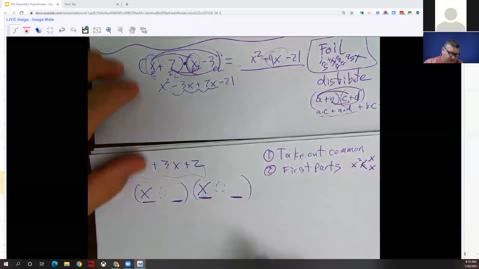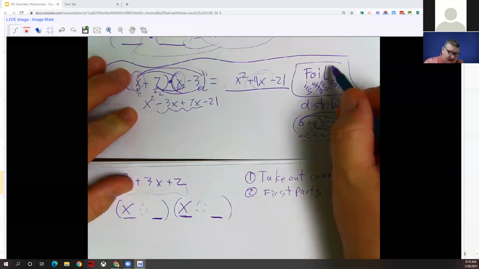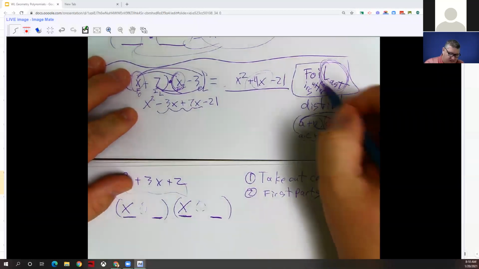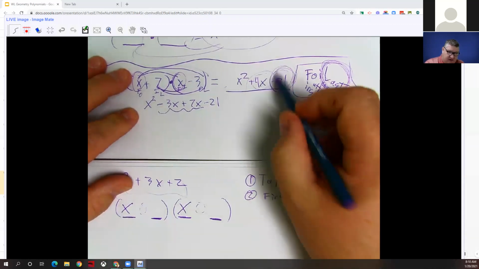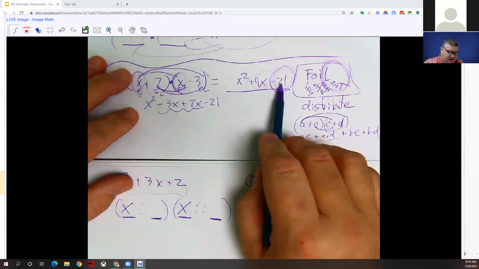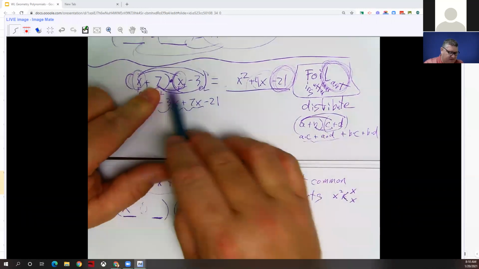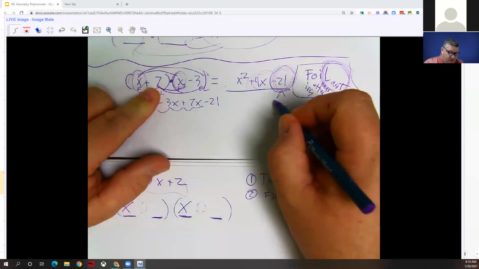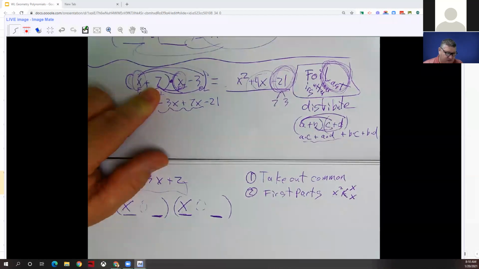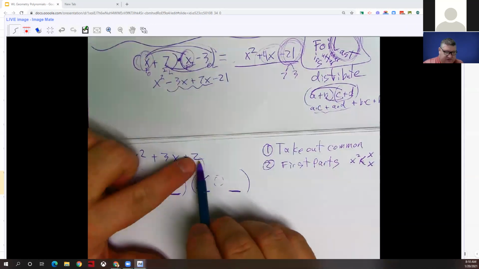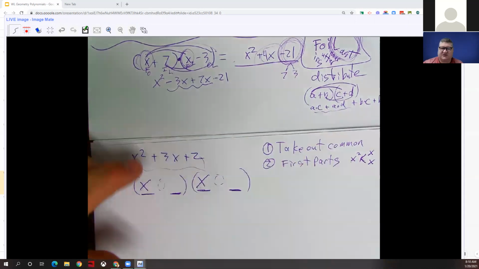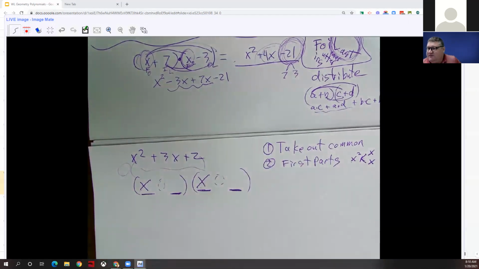Now, I also know that my last parts are going to make my last term. So in the case of negative 21, 7 and 3 were the only way to break down 21. Well, in our case, what's the only way? What are the only factors of 2? Put them in the chat. What are the only factors of 2?